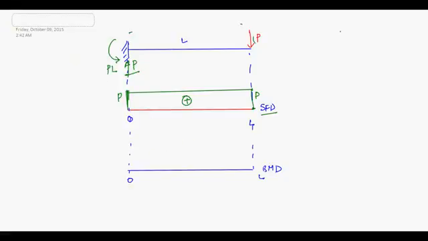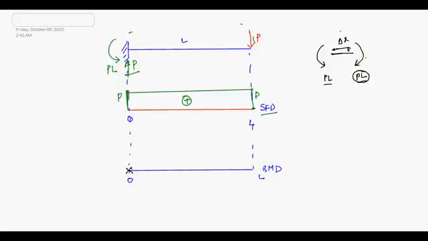Now come to the bending moment diagram. You see here, at this point you are having this type of moment. Here you are having a moment of PL. So suppose I take a small section of length delta x, what will be the moment here? In this direction you will have PL to counter this moment, isn't it?